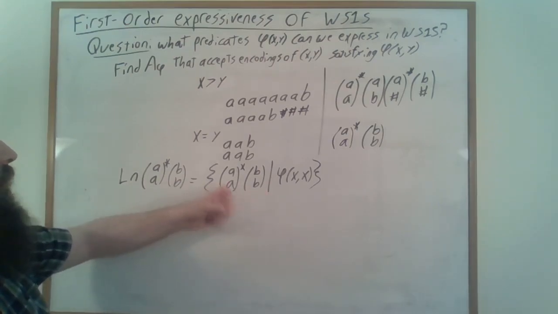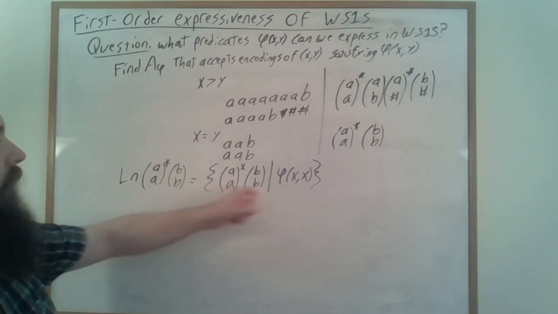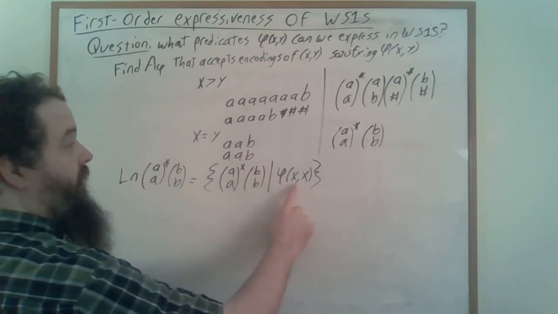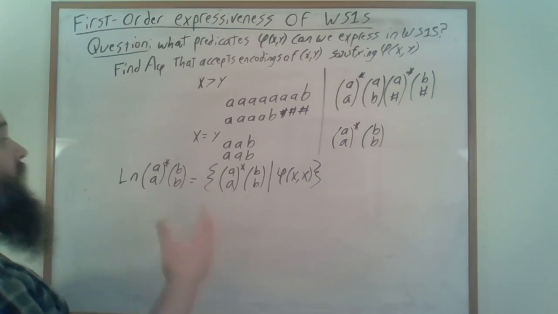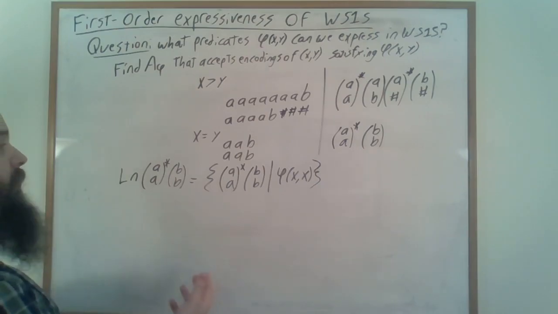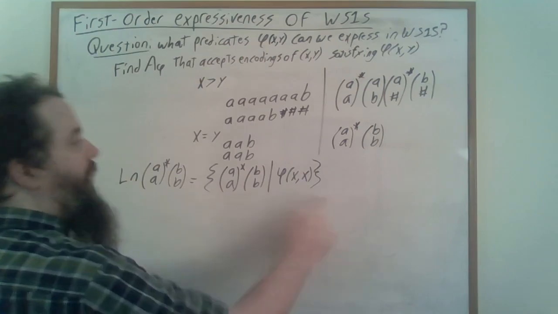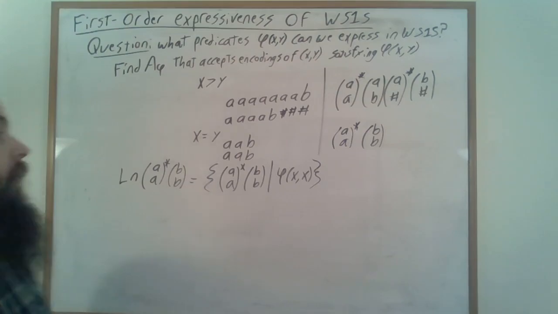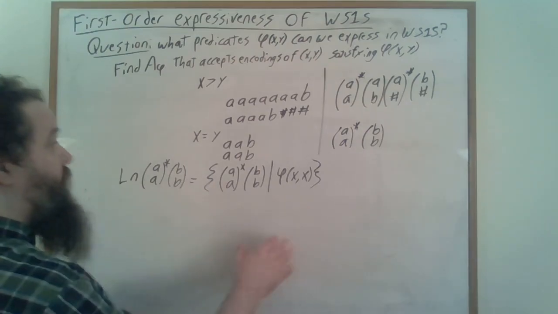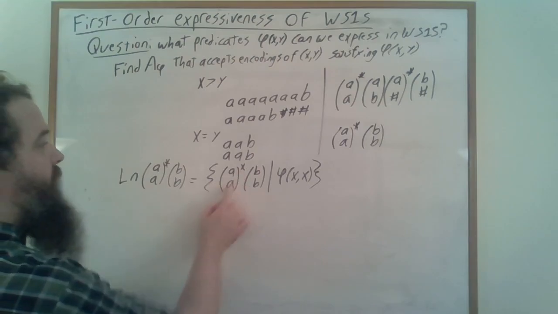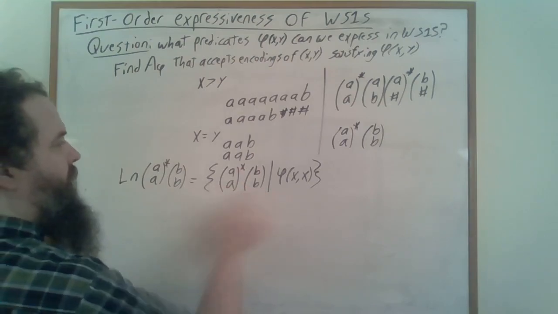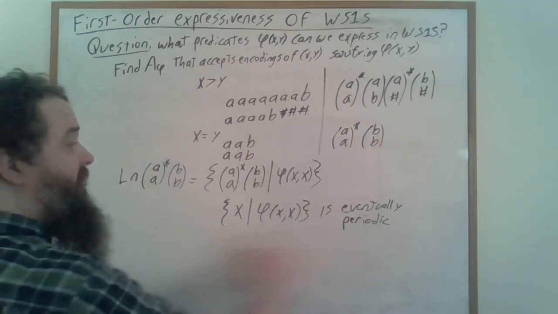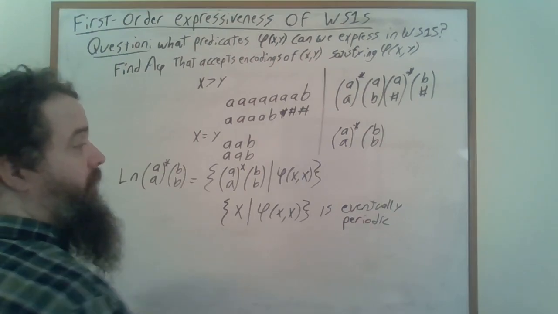When we do that, we're going to get a language that looks like this. Words that are some number of copies of A followed by a B, where that number of copies, x, satisfies phi of x, x. And because the intersection of regular languages has to be regular, we know that this language has to be regular. And we have exactly the same question that we had before. What sorts of languages consist exclusively of words, some number of copies of one character followed by another character? So we can conclude that this set here has to be eventually periodic.